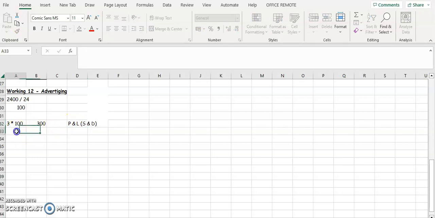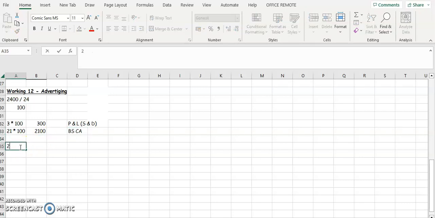And what's left over then, so 24 minus 3 is 21, multiplied by 100. So 2,100 then, that's going to go into your balance sheet as a current asset.